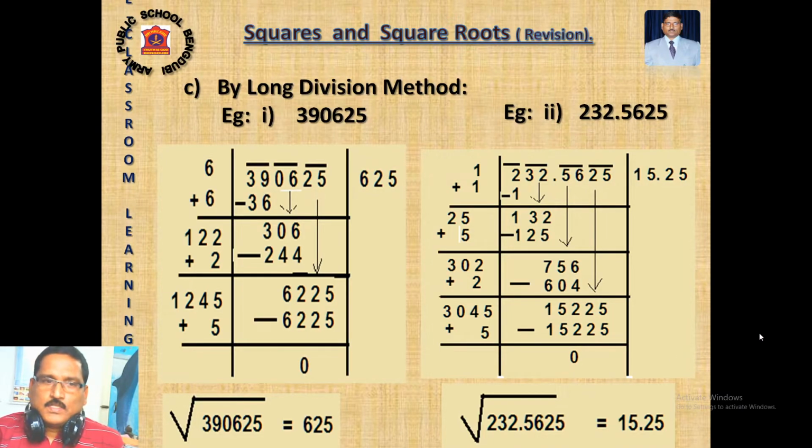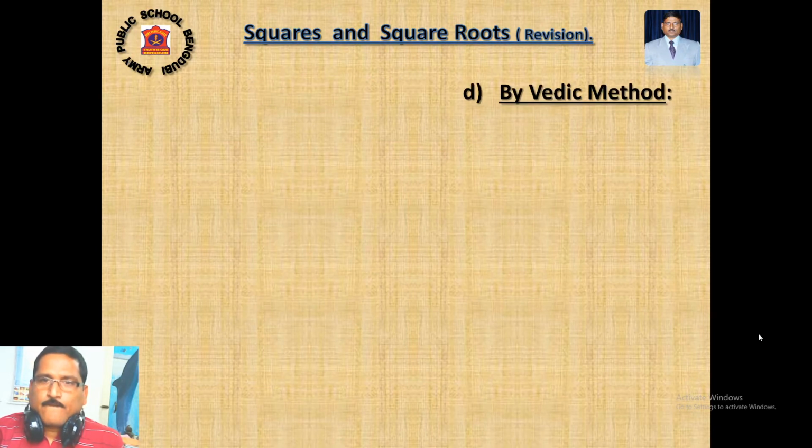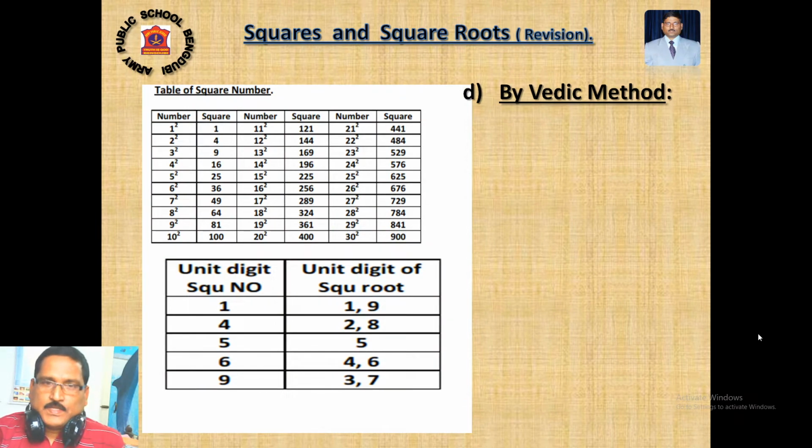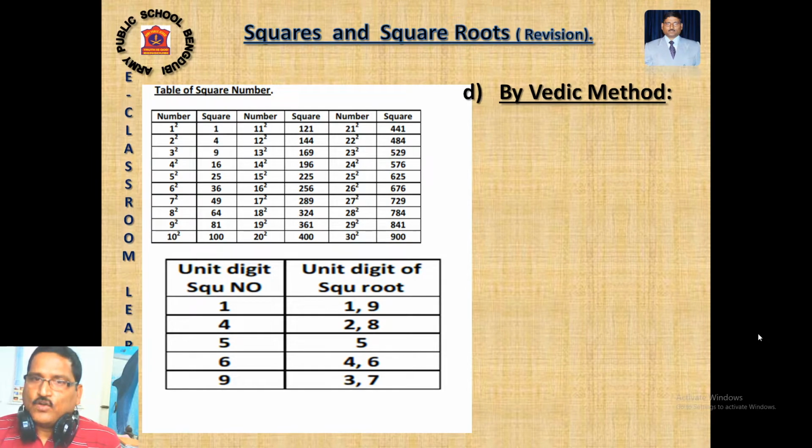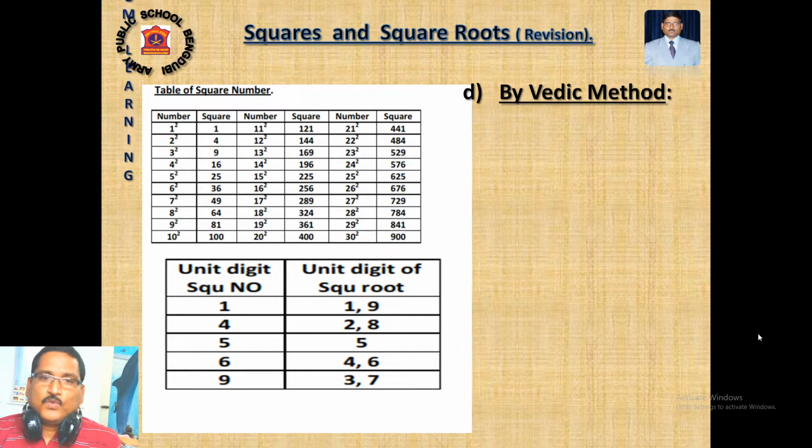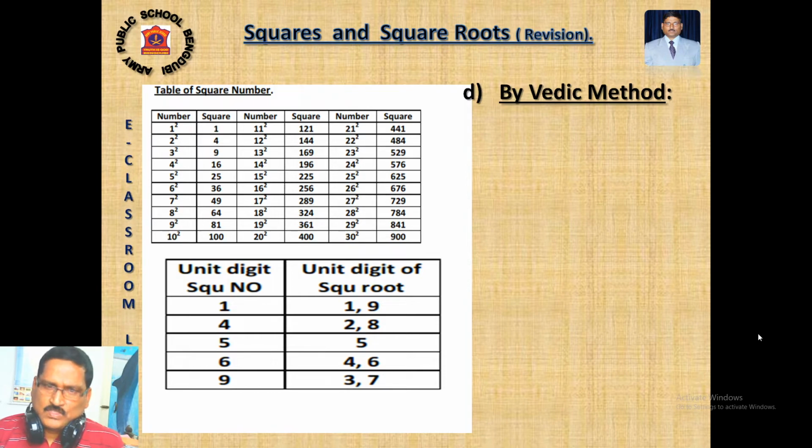Now next part is what? Square root of a number by the Vedic method. Those who are facing problems finding the square root by the long division method: when the method is mentioned, there is no way, you have to follow that particular method. When the method is not mentioned and the number is big, use long division. When the number is very small, you can follow the prime factorization method. These are the two mainly.